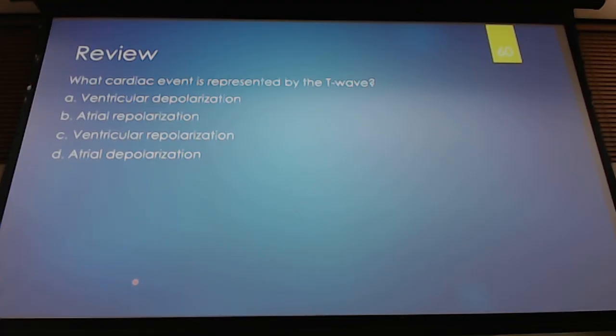Okay, let's see, a couple of review questions and then we will finish up. What cardiac event is represented by the T wave? Ventricular repolarization. Okay. Does everybody agree with that? Yeah, it's just repolarization represented by that T wave. Repolarization of the heart. All right, very good.